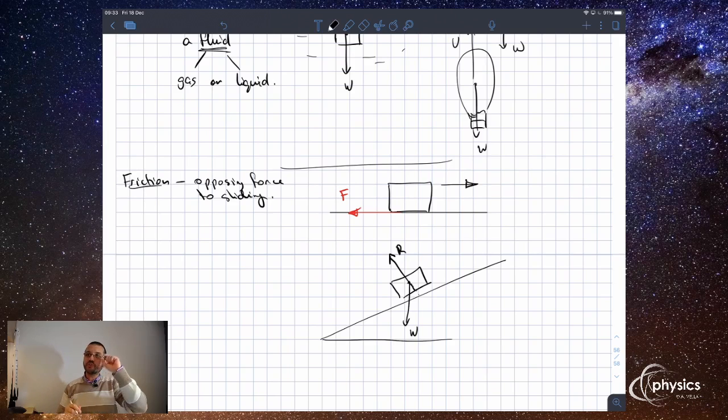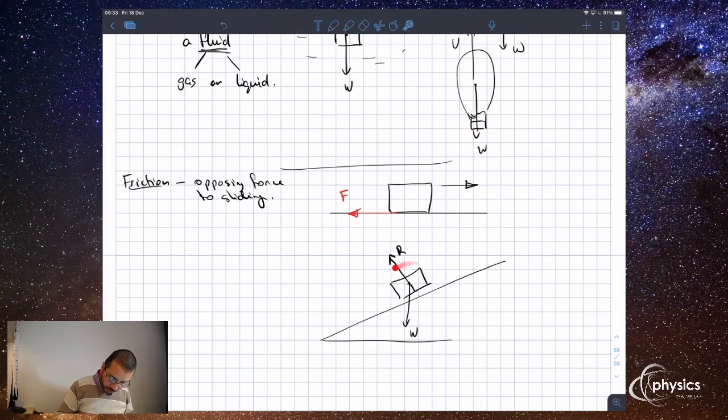So if there is the possibility of sliding, in fact this object can slide downwards, therefore there must be a friction pointing in the opposite direction to that possible sliding. Therefore, I have a friction acting against the object, although the object is still not moving. So the friction is not always there only when the object is moving. If there is the possibility of sliding, you will have a friction as well.